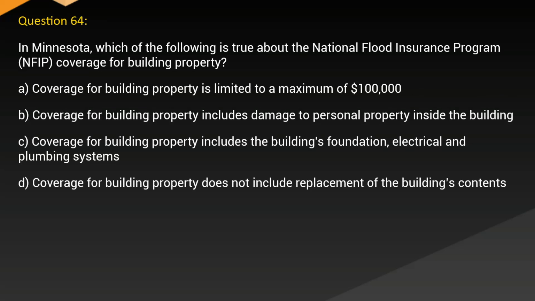Question 64. In Minnesota, which of the following is true about the National Flood Insurance Program, NFIP, coverage for building property? A. Coverage for building property is limited to a maximum of $100,000. B. Coverage for building property includes damage to personal property inside the building. C. Coverage for building property includes the building's foundation, electrical and plumbing systems. D. Coverage for building property does not include replacement of the building's contents.